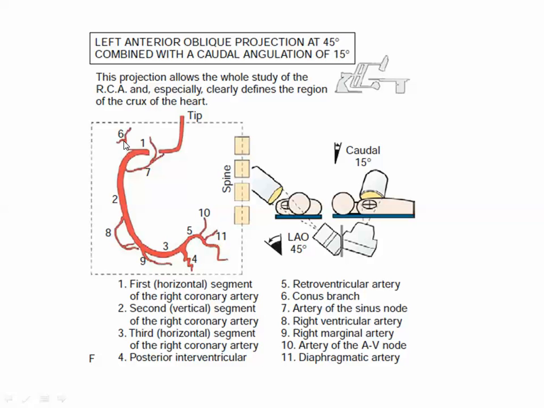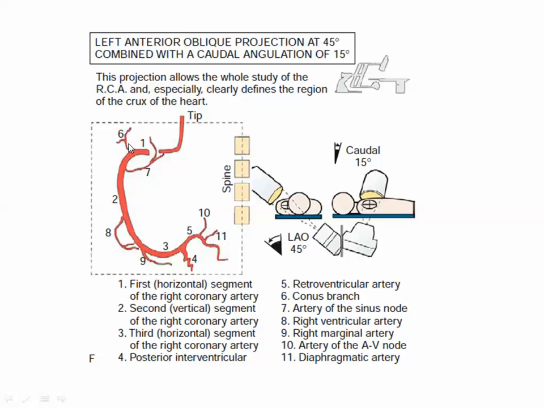Okay, what's this branch? SA? Not SA. Why not SA? This is a conus. Why? The first branch is the conus. The first thing. The second. Where here is the RVOT? It's a cut section. Okay, so where is the RVOT? This is the LV and this is the RV. Where will the RVOT be?